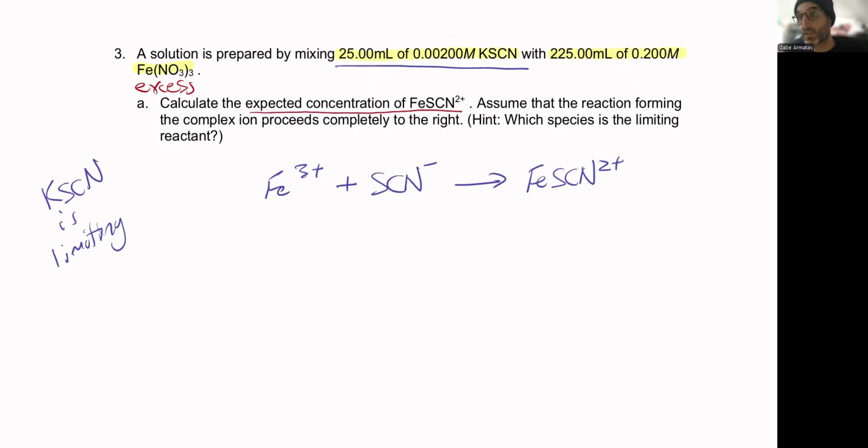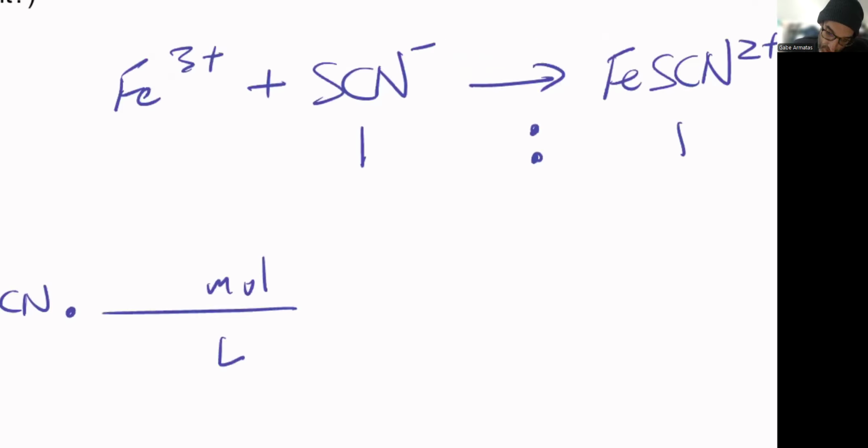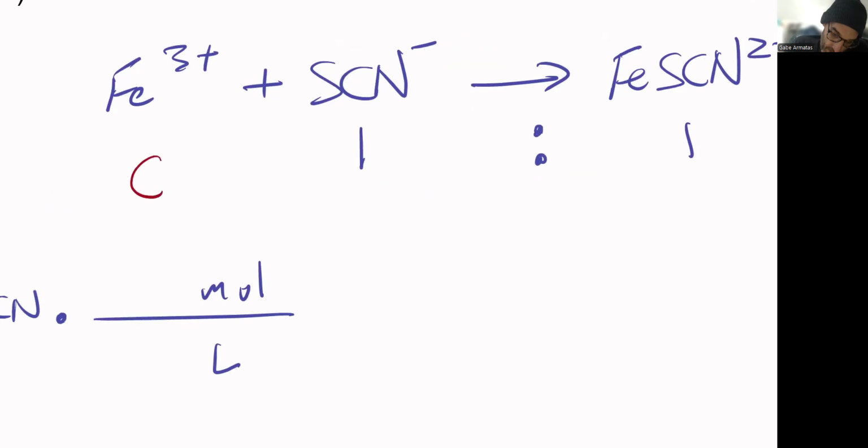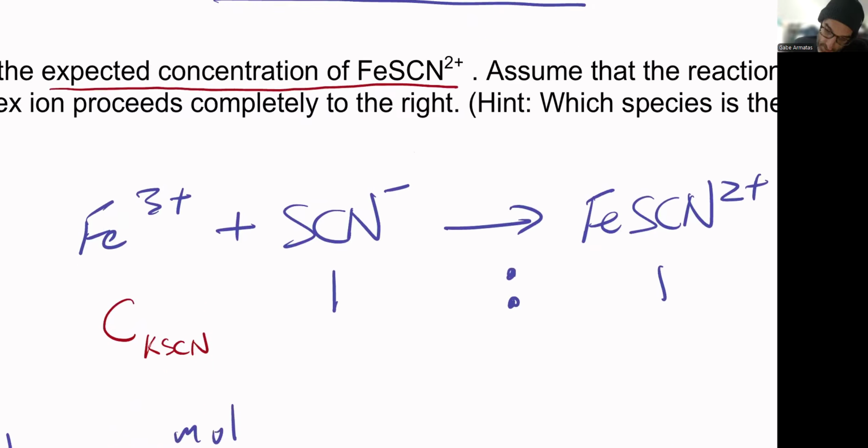I want to figure out how many moles of SCN, because for every 1 mole of SCN, I'm going to get 1 mole of FeSCN. We're assuming it's a 1-to-1 because it is a 1-to-1 and it's going to completely go to product. So if I have 25 mils of KSCN, I want to get rid of the mils. Actually, I'm just going to put liters and moles here for a second. The concentration of my KSCN happens to be 0.002.